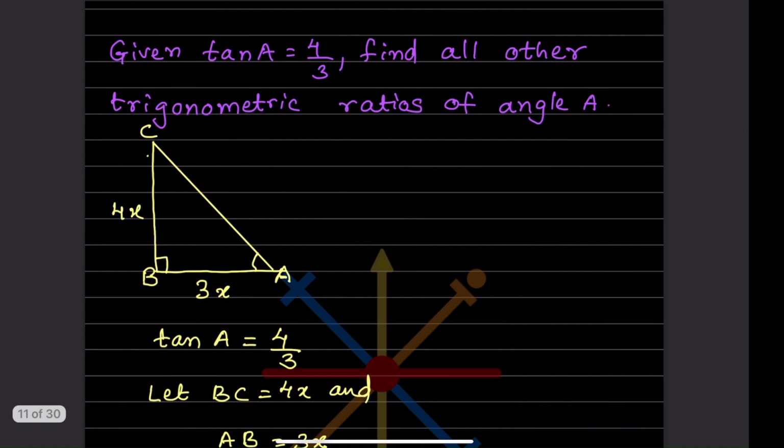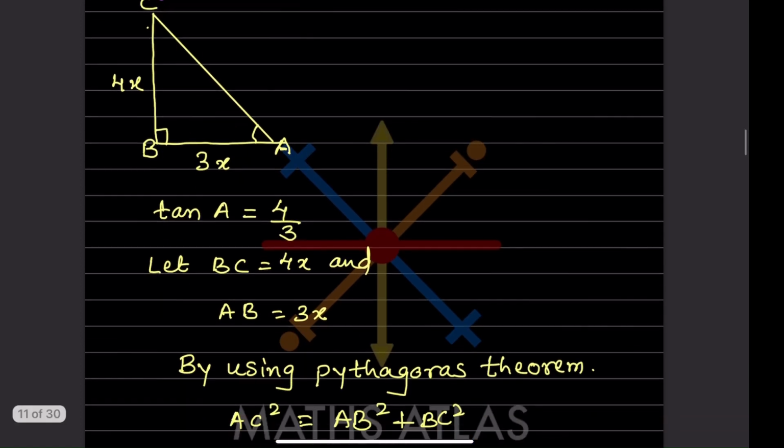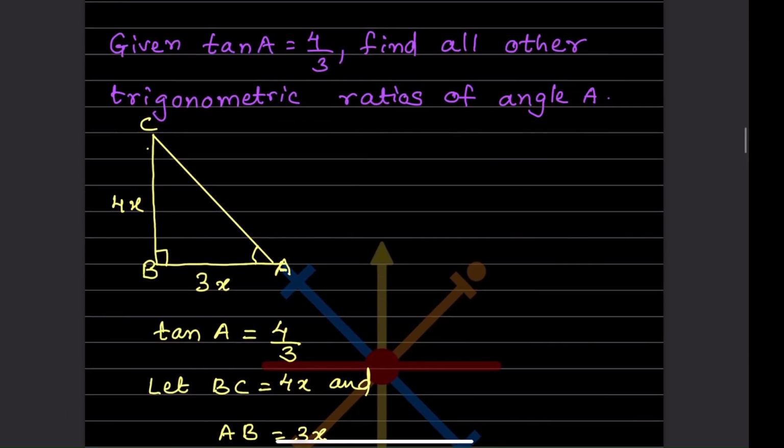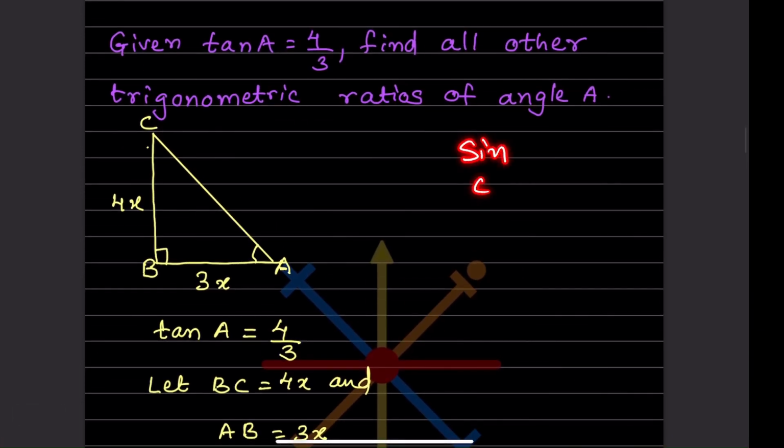Here we can see that tan A is given as 4 by 3, and we have to find the other trigonometric ratios of angle A. There are 6 trigonometric ratios: sine, cos, tan, then cot, cosec and sec. These are the trigonometric ratios, so let us see them one by one. First, it's given tan A is 4 by 3, so let us write this.